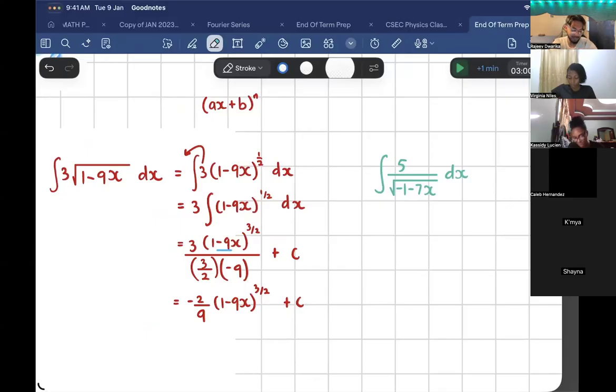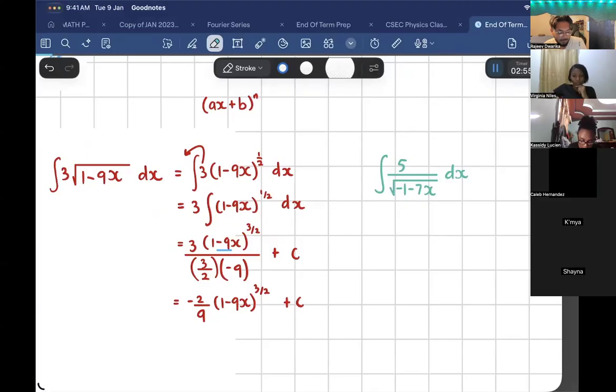Alright, but anyways, time starts now. Give that question a try. I believe you all could do it. I don't think it's something you can't do. If you have trouble with indices, though, it'll give you trouble.